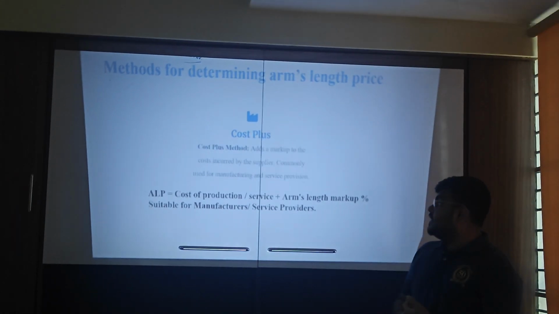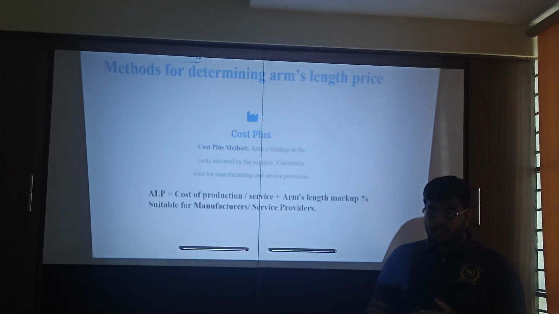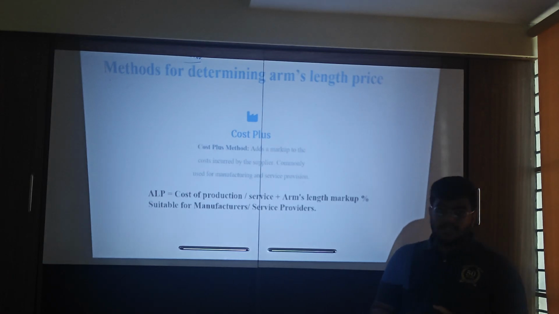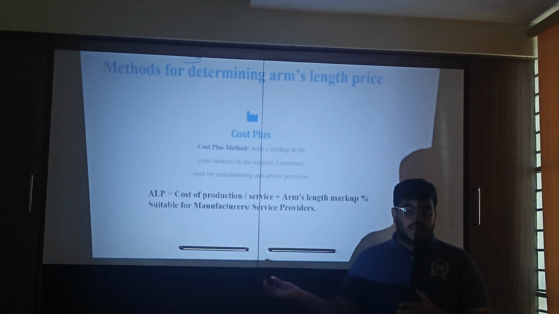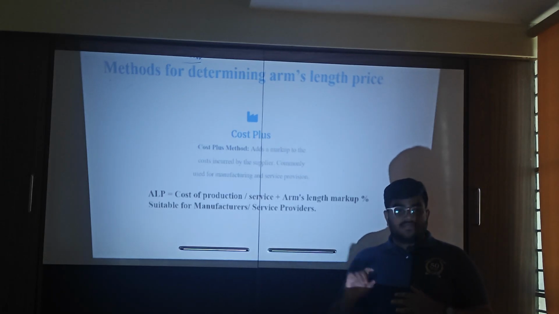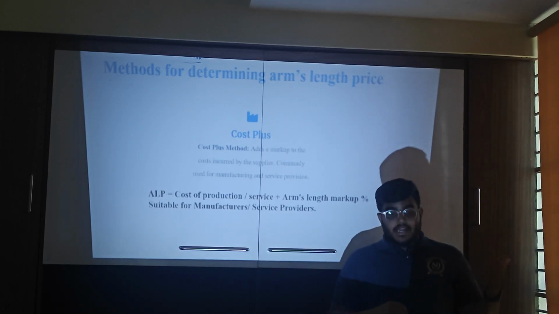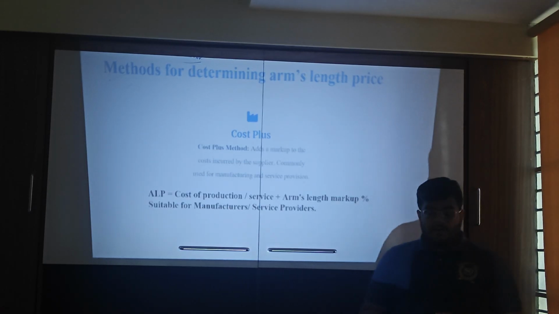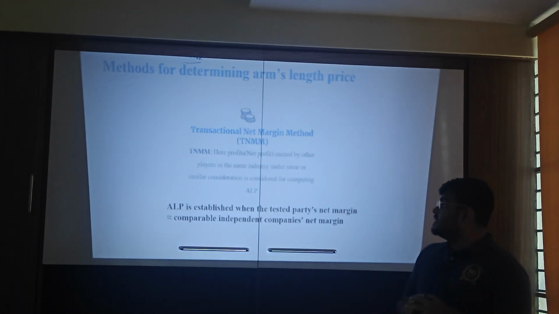Next, the cost plus method. The cost plus method adds a markup value to the cost incurred by the supplier, commonly used for manufacturing and service provision. Here I am selling to my subsidiary company, but the sales value will not be declared on the value given to the associated enterprise. It will be calculated on the basis of the cost of production from an independent party plus the arm's length markup percent.